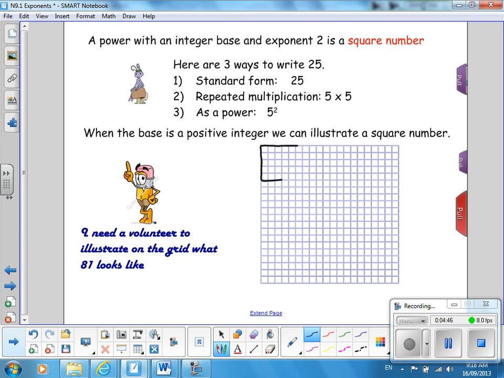So we can draw a square, and you see this has side length 5, 5, 5, 5. And if you were to count all of the little units inside, you will get 25, which is why 5 times 5 is 25. So any square number, any exponent of 2, you could demonstrate with a square, assuming the base was positive.